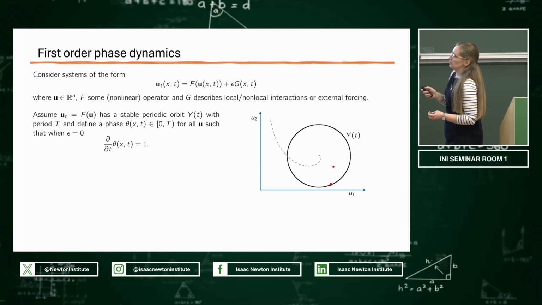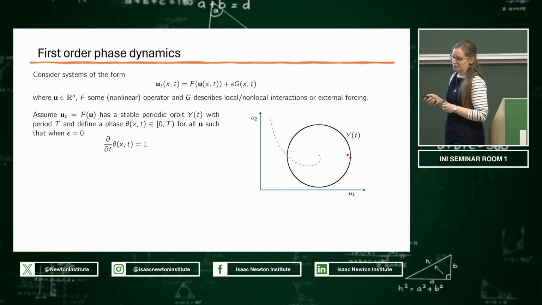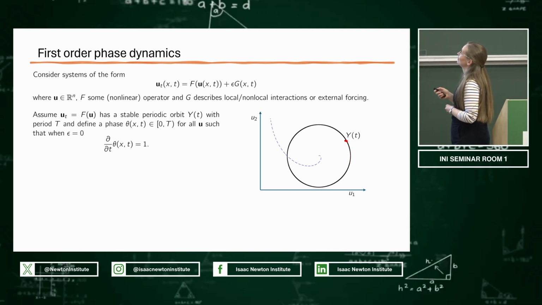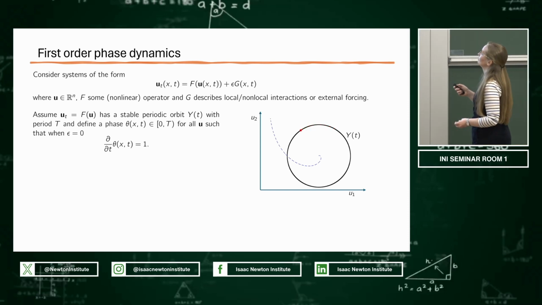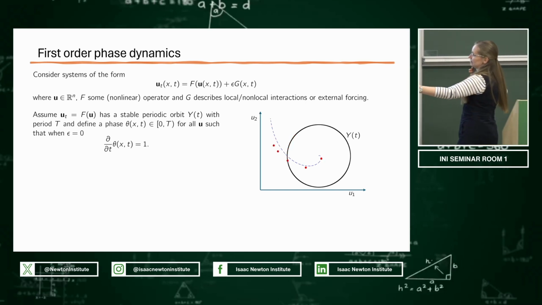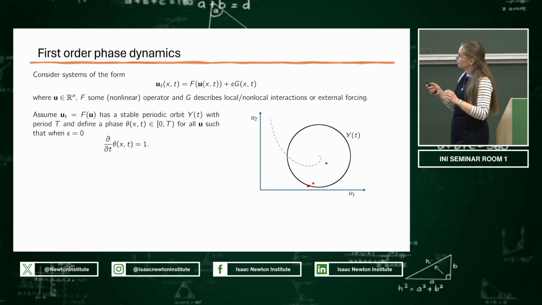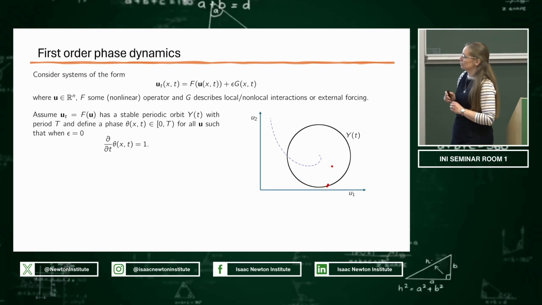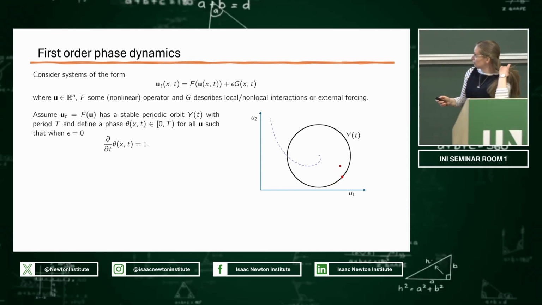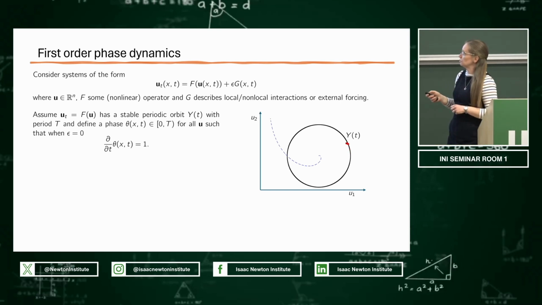We've got some U that we're interested in, which might be neural activity, or could be some flow, if you like. F is some nonlinear operator, and this describes what's happening locally. Then we've got some external input or interactions with other parts of your domain, described by G. We're going to assume that U has some stable periodic orbit at all points. We're going to call that Y, and the period is going to be T.